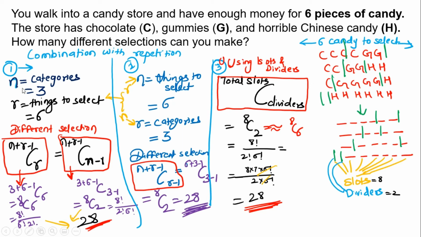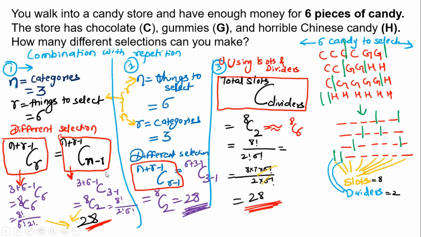Instead of considering n as category, now I am considering r as category. In the previous formula, instead of considering r as things to select, I have considered n as things to select. So we just have to replace n with r, and wherever we have r in this formula, we change it to n. If we do this, we get the equation n plus r minus 1 combination r minus 1.